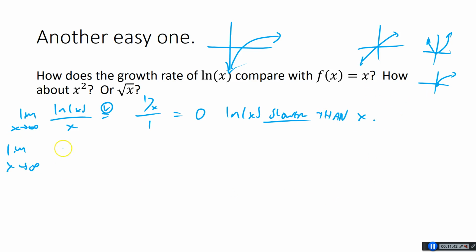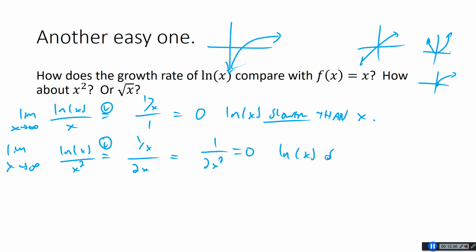X approaches infinity, ln x over x squared. Now this one should be even worse, right? Because the bottom we now know is growing faster than the x. So we use L'Hopital, 1 over x divided by 2x. So if we rewrite this, this is 1 over 2x squared. As x goes to infinity, that's going to go to 0 even faster. So ln x is definitely slower than x squared. Good.